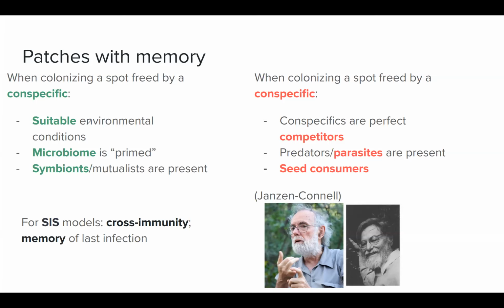Of course, there's the converse: why did the conspecific go extinct? This could be because it suffered from competition from conspecifics nearby, and these would be perfect competitors. Or similarly to the problem of microbiome or symbionts, we could have predators, parasites, or seed consumers present. This connects with the Janzen-Connell hypothesis, one of the ways we try to explain the diversity of trees in the tropics, which basically boils down to saying that it is true that the apple does not fall far from the tree, but on the other hand, it's much less likely to germinate close to the tree because there are all these seed predators and parasites and whatnot.